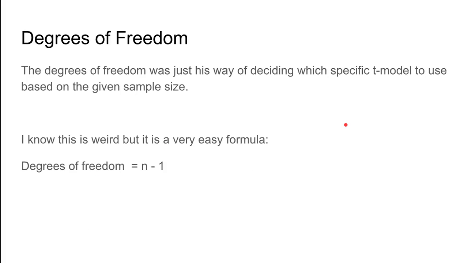Now, again, the degrees of freedom does seem a little bit confusing, but just think of it as a way that he specifically determined what T model to use based on sample size. I know it's weird, but it's a really easy formula. It's just your sample size minus 1. It's also a pretty weird name, degrees of freedom, but to me it sounds kind of cool.